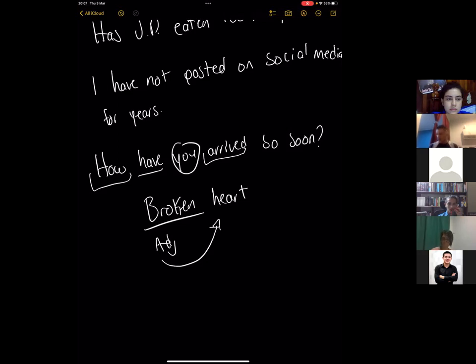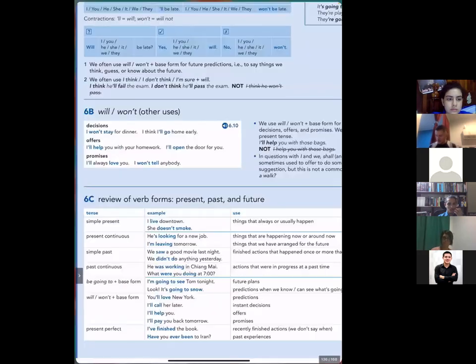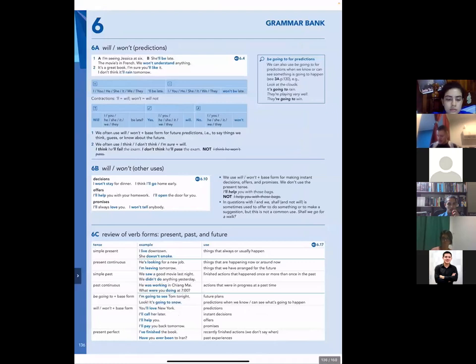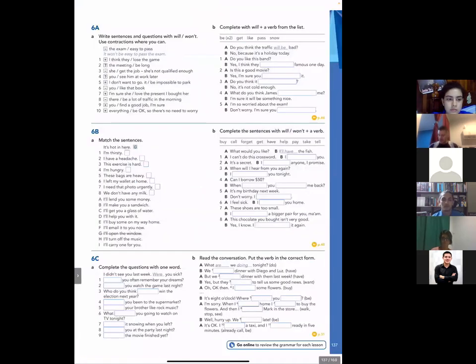Okay, so now let's jump into the practice for this one. We have it in 6C, part A and part B. Complete the questions with one word. Read the conversation, put the verb in the correct form. I'm going to give you some minutes to work on that so we can check it. We're almost done, guys. A few more minutes, one more unit, and then you'll be set free.